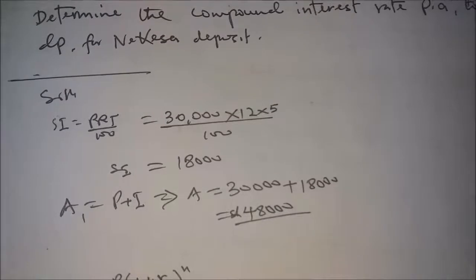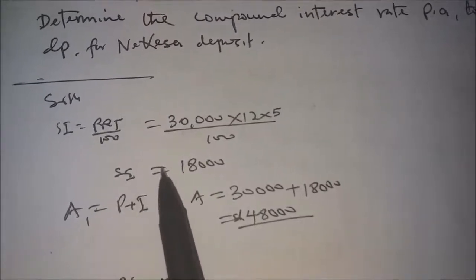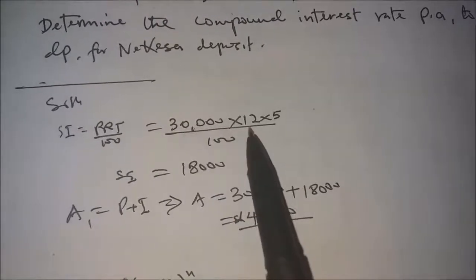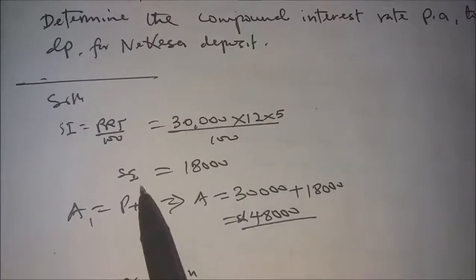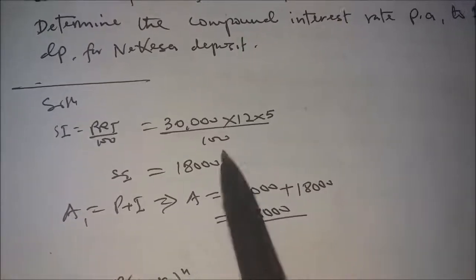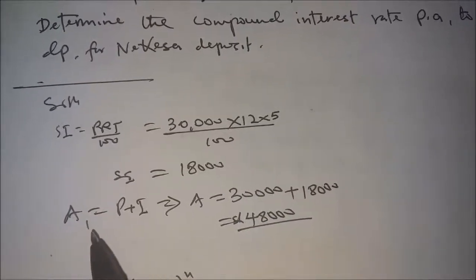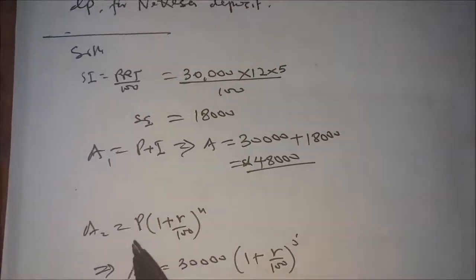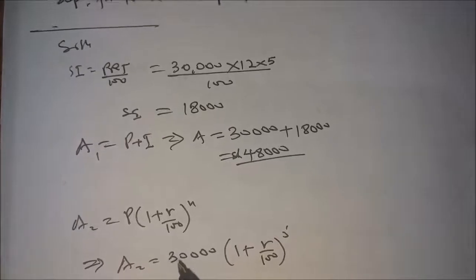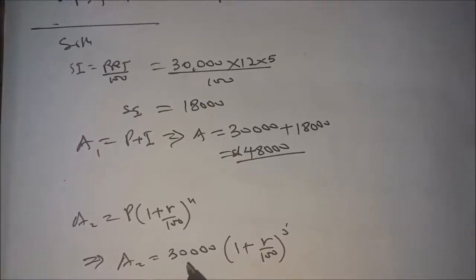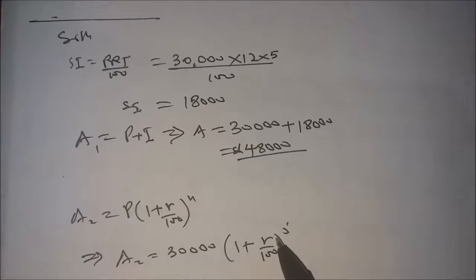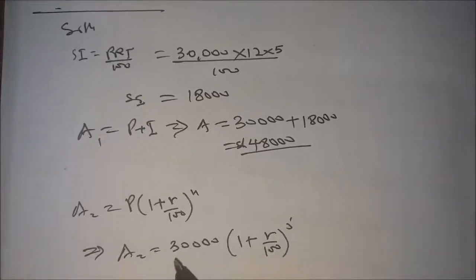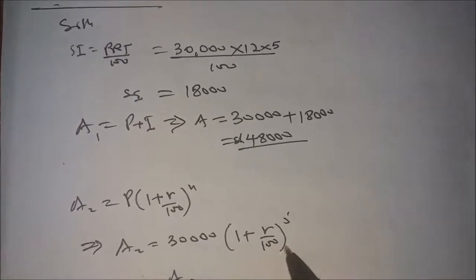Now, Cargo invested at simple interest, 30,000 at 12% for 5 years. So the simple interest is 18,000. So the accumulated amount for Cargo is 48,000. Now, Nekesa invested the same amount of money at compound interest. The rate of interest is not known, but compounded once a year for 5 years. So this is the accumulated amount for Nekesa.